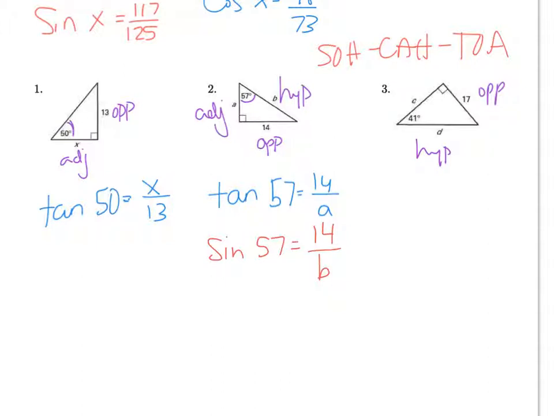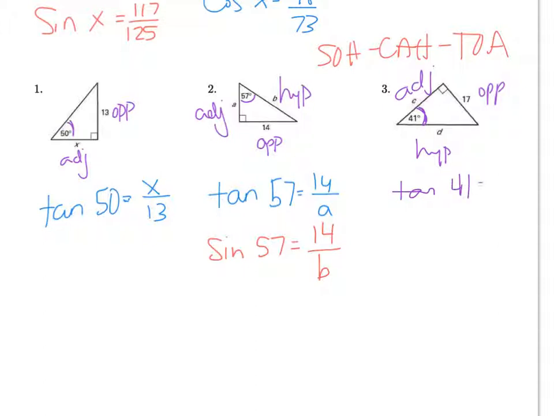Number 3, I have to find C and D. So I need to go back and label this. This would be my adjacent side, according to this angle. So I'm going to use opposite both times. So I know that I'm not going to use any cosine because opposite and opposite are in those two. So first I'm going to find C. So I have opposite and adjacent, so that would be tangent.